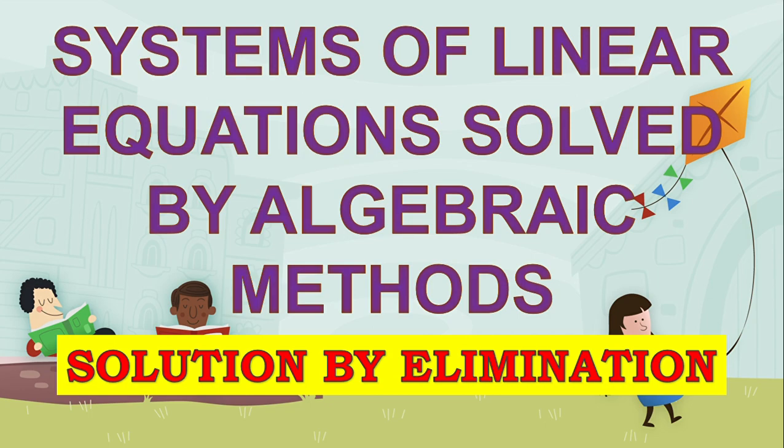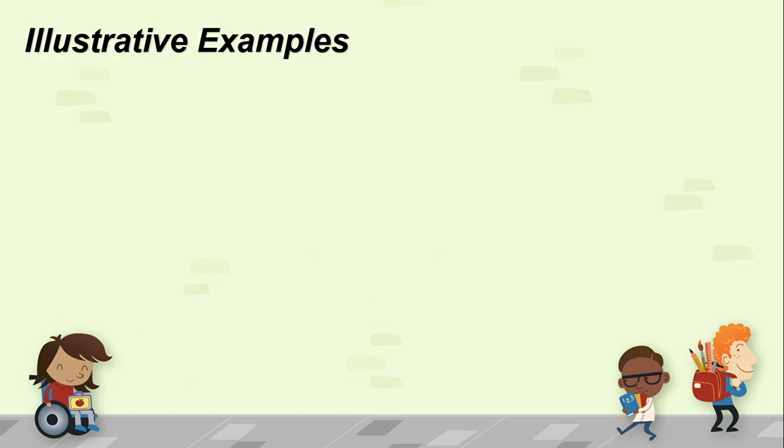This is used when the coefficients of one of the unknown quantities in the two equations are equal in absolute value. So for our first example, let's solve the system x plus y is equal to 8 and x minus y is equal to 2, where x plus y is equal to 8 is our first equation, while x minus y is equal to 2 is our second equation.